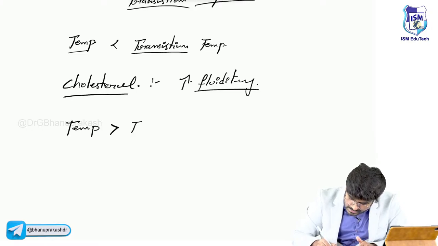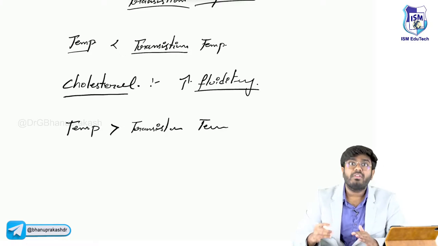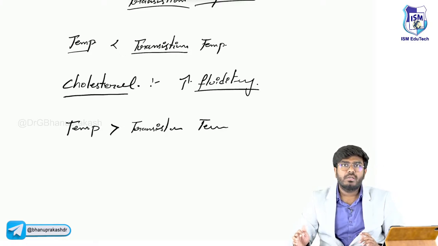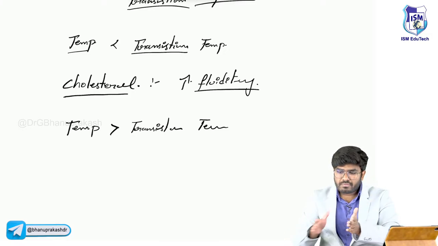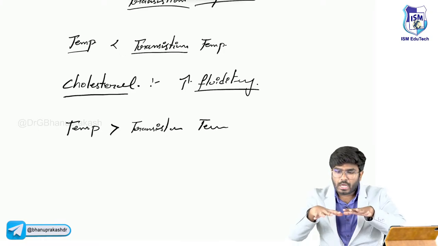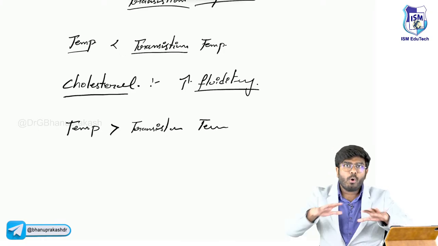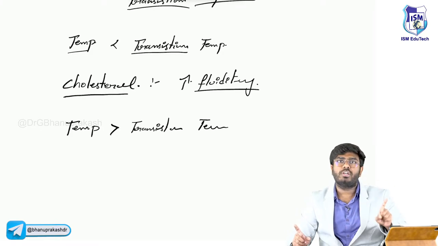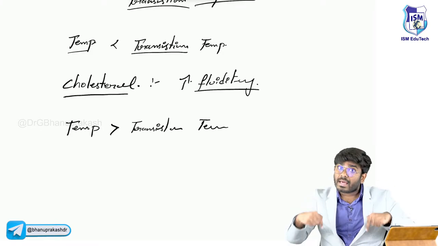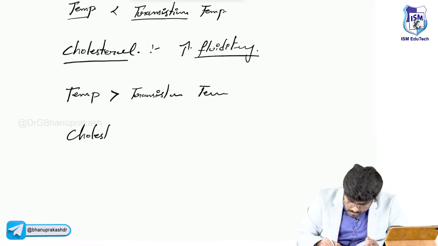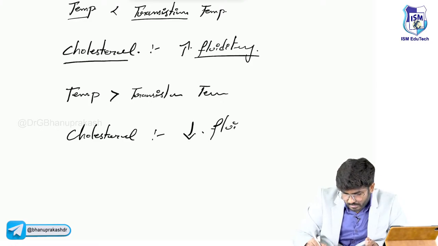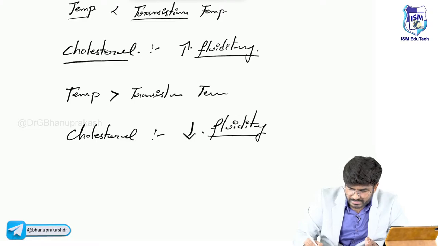Now, if the temperature is greater than the transition temperature, okay, now you are giving more than the transition temperature. Now when the transition temperature is crossed, think logically, use your brains. When you cross the transition temperature, the cell membrane is becoming more like a fluid, sir. That's not good. Okay. Now in this condition, what will cholesterol do? Now cholesterol will decrease the fluidity.